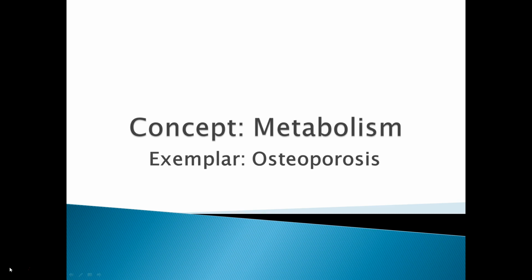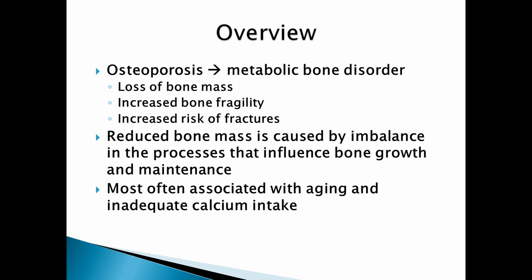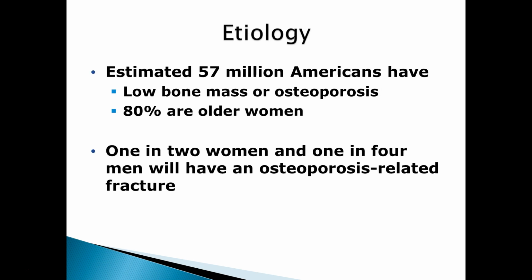Okay, now we're going to talk somewhat about the exemplar dealing with metabolism called osteoporosis. So let's go through this PowerPoint slide, and then we'll do a couple activities pertaining to osteoporosis. Osteoporosis is a metabolic bone disorder where you have a loss of bone mass, increased bone fragility, and increased risk of fractures. Reduced bone mass is caused by imbalance in the processes that influence bone growth and maintenance, most often associated with aging and inadequate calcium intake. Estimated 57 million Americans have low bone mass or osteoporosis, and 80% are older women. 1 in 2 women and 1 in 4 men will have an osteoporosis-related fracture.